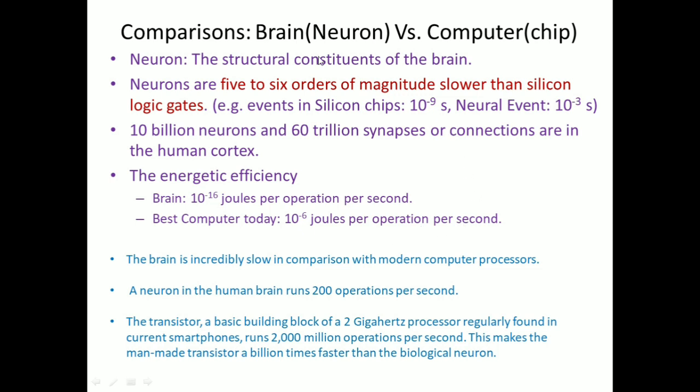So if you compare all these things, you can come to a conclusion that the brain is incredibly slow in comparison with modern computer processes. That is, a neuron in the human brain runs 200 operations per second, whereas a transistor, which is the basic building block of a 2 gigahertz processor, which we generally find in our smartphones, runs 2000 million operations per second. So this in turn says that this makes the man-made transistor a billion times faster than the biological neuron.